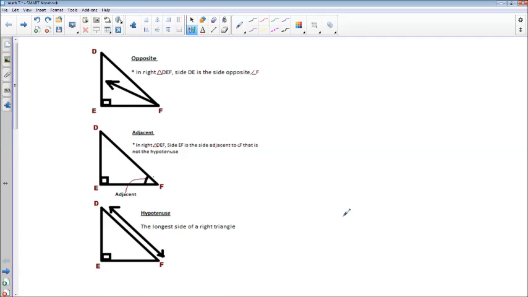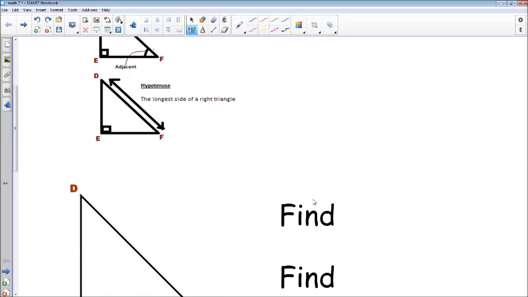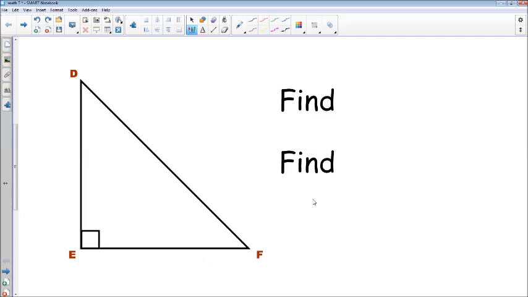So first, I'm going to tell you guys what opposite, adjacent, and hypotenuse means. Opposite: in right triangle DEF, side DE is the side opposite of angle F. Adjacent means that in the right triangle DEF, side EF is the side adjacent to angle F. And hypotenuse is always the longest side of the triangle. I'm going to give you guys a quick example of what opposite, adjacent, and hypotenuse means.